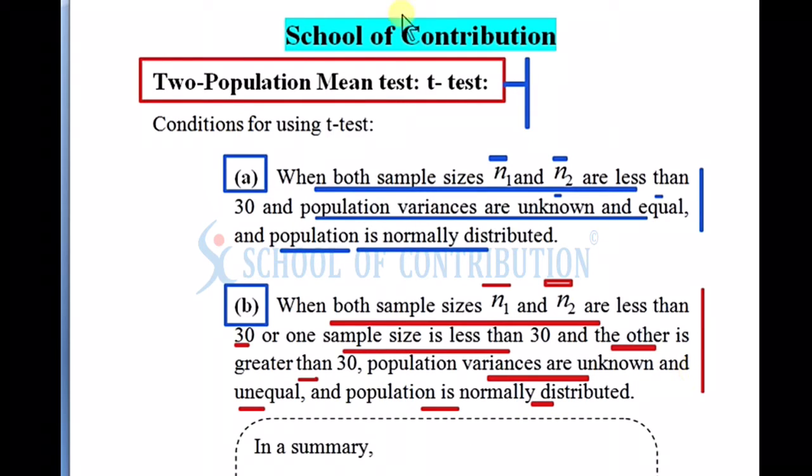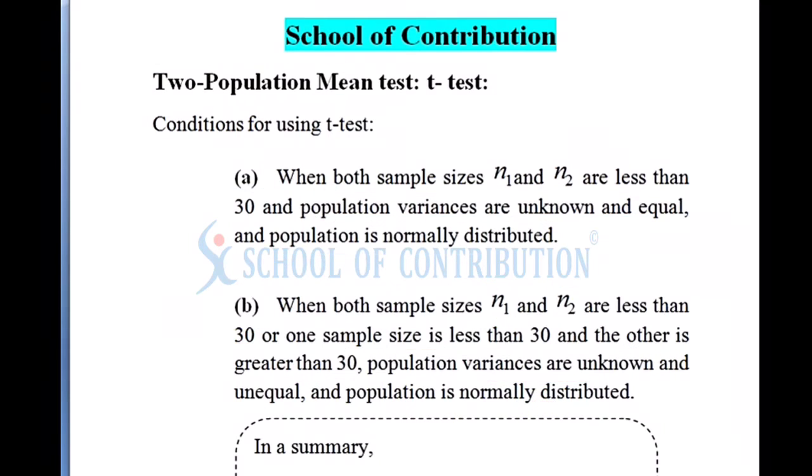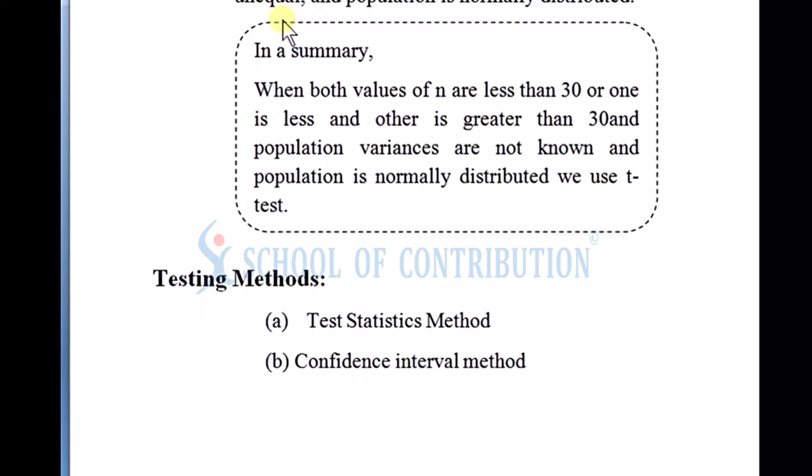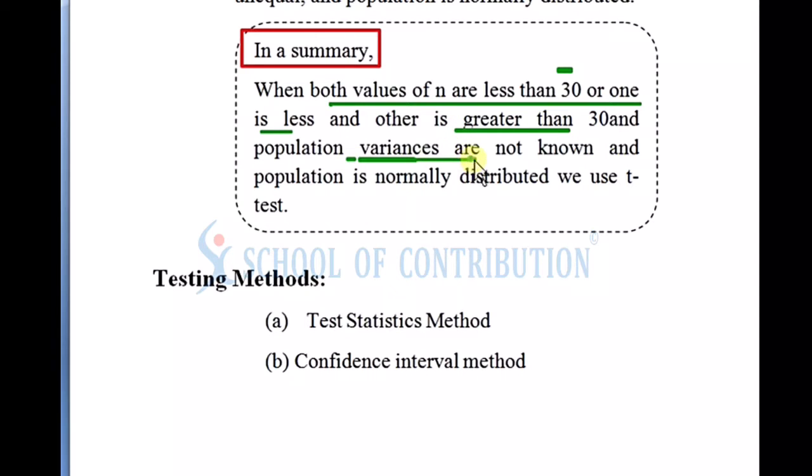Now if we summarize these two conditions, we can present it as follows. This is a summary statement. When both sample sizes are less than 30, or one is less than 30 and the other is greater than 30, and population variances are unknown, and the population is normally distributed, we use the t-test.